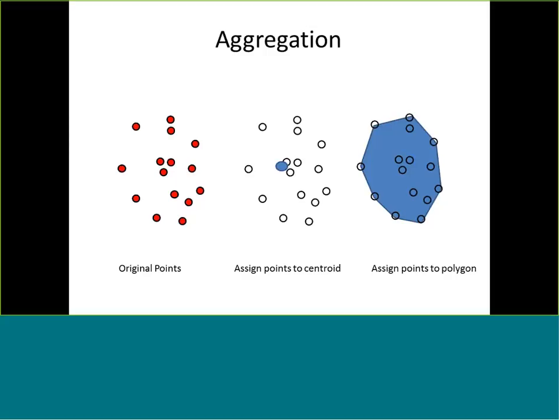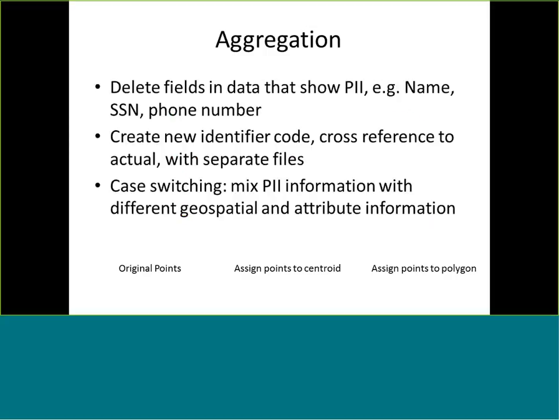Alternatively, we can assign the points to a polygon. This is the classic way that the Census Bureau aggregates into census tracts and census blocks. We just simply designate a polygon that may or may not be the bounding box or the convex hull for the polygon. We take all of the points that fall within that polygon, make them attributes of the polygon, and then release the data as aggregated by polygon or by district.